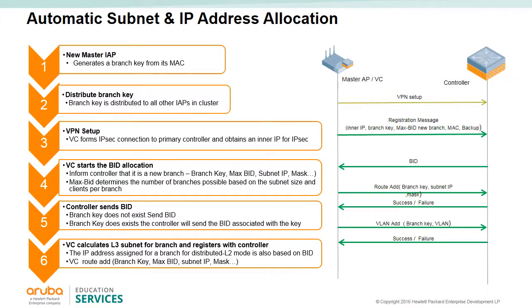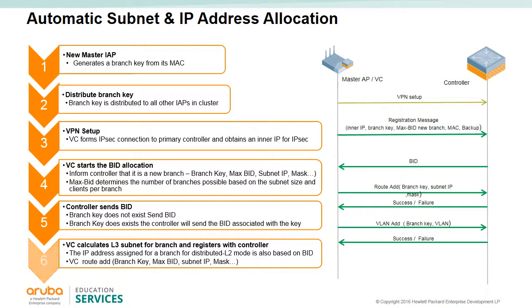The VC forms an IPsec connection to the primary controller and obtains an inner IP for the IPsec. The VC starts the bid allocation with a registration message that informs the controller that it is a new branch. This transaction also contains the max bid, inner IP, MAC backup, and branch key. The controller ensures that the branch key does not already exist in the database. If it doesn't, then the controller will send a new bid. However, if the branch key and bid do exist, the controller will send the bid associated to the key.